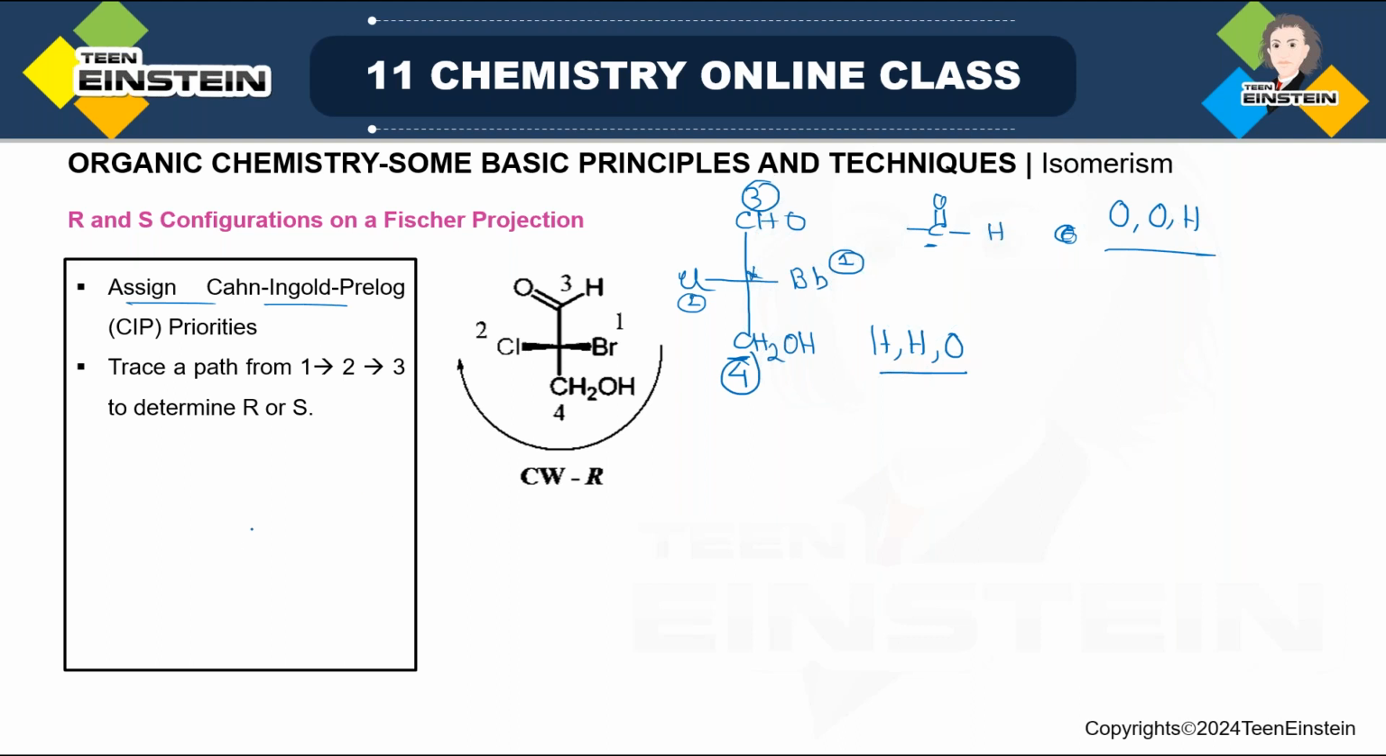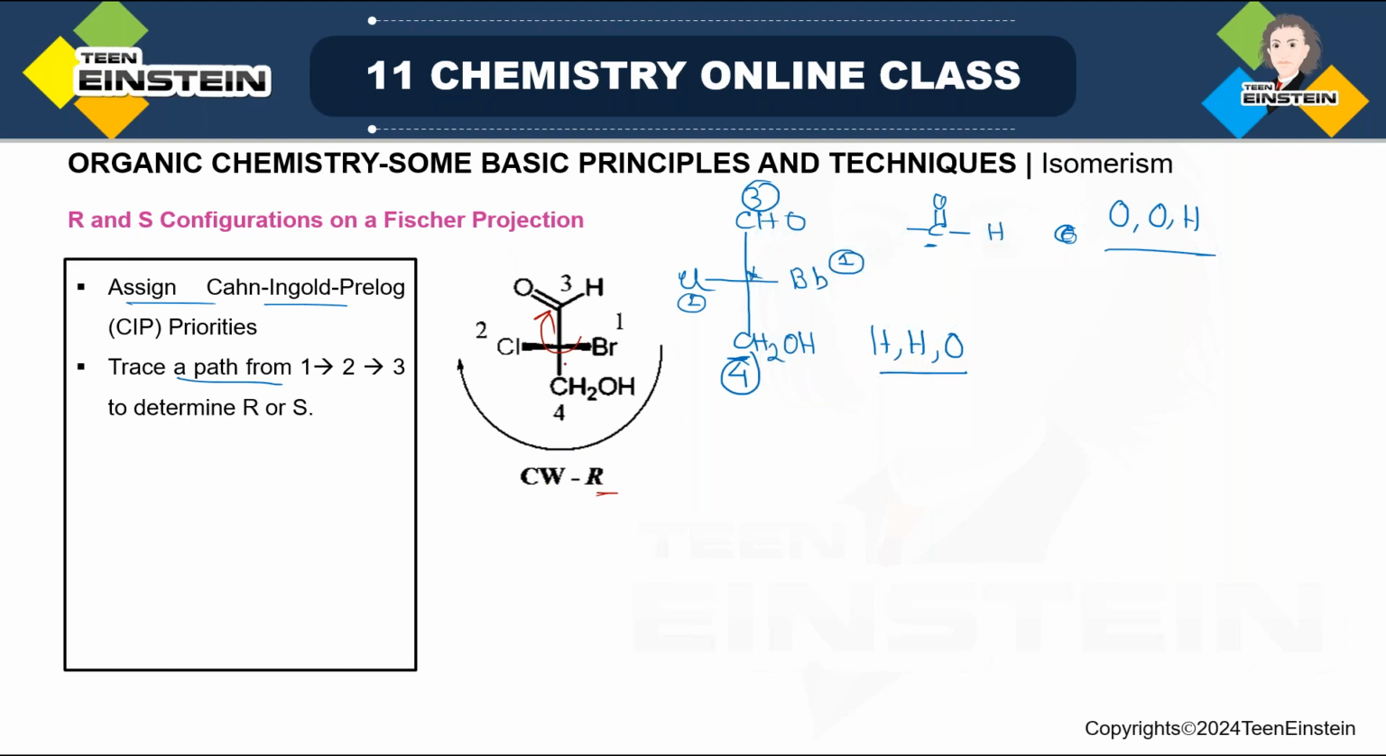So now we have already selected the priorities and you have to trace the path 1 to 2 to 3. So until this point, the rules are actually the same. There is nothing new. It is 1 to 2 to 3. This is clockwise and this is R. But why is there no difference in rule?